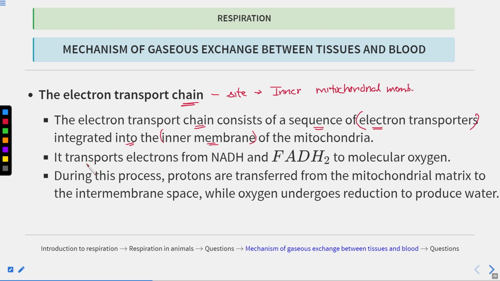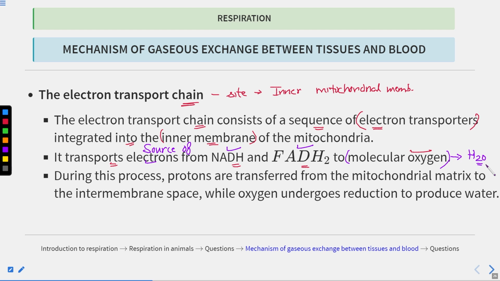Now, the electron transport chain transports electrons from NADH and FADH2 to molecular oxygen. What is the source of the electrons? The source of electrons in the electron transport chain are NADH and FADH2. Ultimately these electrons are transferred to molecular oxygen, and molecular oxygen is finally converted into water. This happens at the end of the electron transport chain.